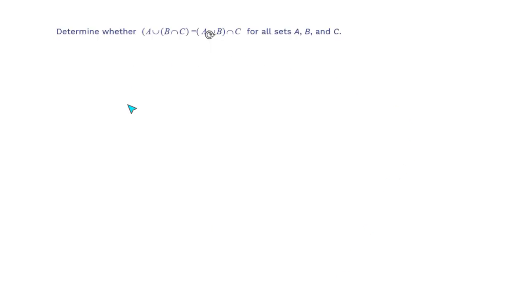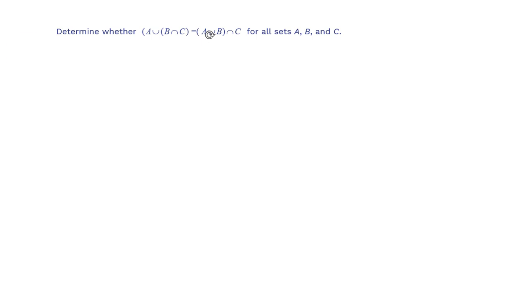We have A union with the intersection of B and C, and we want to show if it's equal to A union B intersected with C. So I'm going to go ahead and work it out by just putting in the sets here. And if we have a little bit of time, maybe we can draw it out. But again, the idea here is you draw a Venn diagram. And now we're going to have 3 circles.